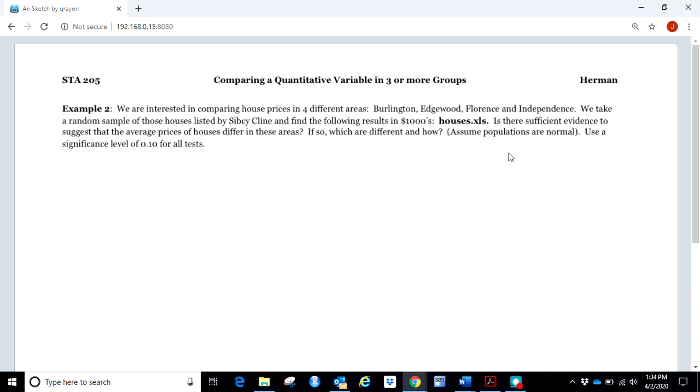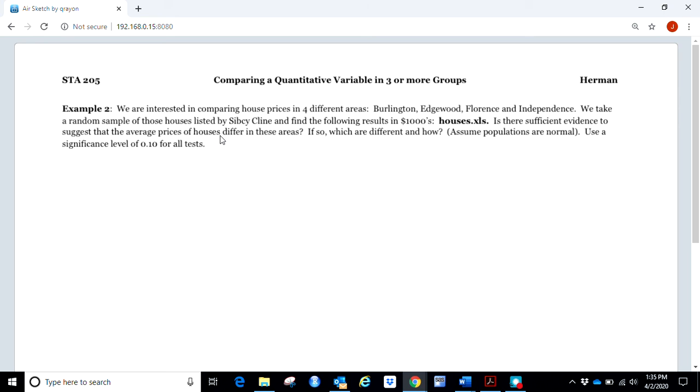So the first thing we need to do is to find out if there's evidence to suggest that the average prices of houses differ in these areas. We're going to start with just that, because if there are no differences, then I don't need to figure out which are different and how. So the first thing we're going to do is just the hypothesis test itself, and then see if we need to look at any confidence intervals.